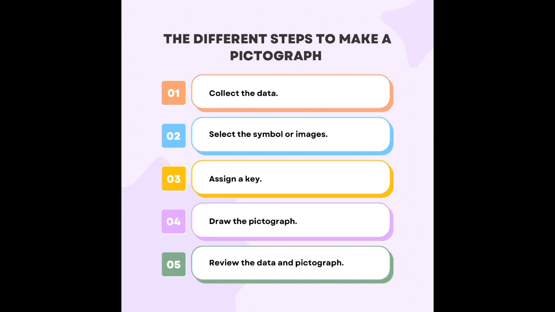Step 3. Assign a key. While representing the data using the images, use a key which denotes the value of the image. Because if the frequency of the data is too high, then one image is not enough to represent the data. Thus, a numerical value called a key is used, which should be written along with the pictograph.